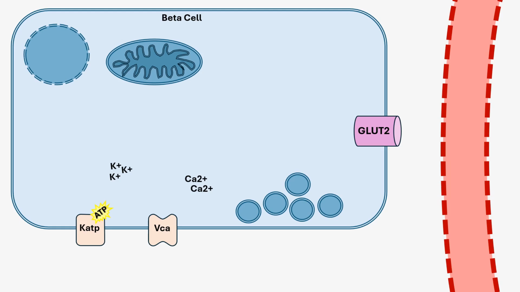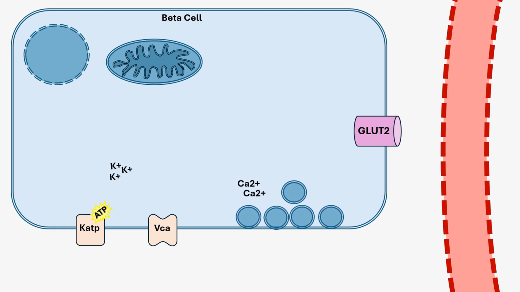These calcium ions stimulate the fusion of insulin-containing vesicles with the plasma membrane, leading to the release of insulin outside the cell. The insulin molecules then diffuse into the fenestrated capillaries and find themselves in the bloodstream, ready to act on other tissues and decrease blood sugar levels. What we have just described is the first phase of insulin secretion.